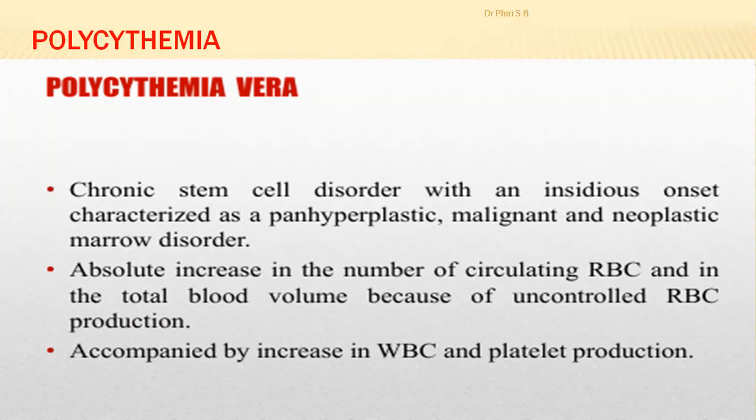So you have an increase in the production of red blood cells. So if you have an increase in the production of more red blood cells, then you have polycythemia. So there will be an absolute increase in the number of circulating red blood cells in the total blood volume because of uncontrolled red blood cell production.